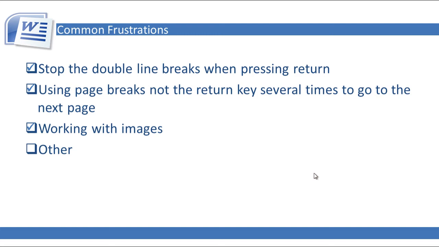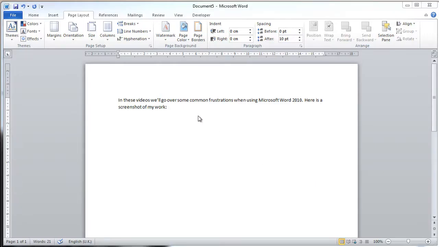In this video, I'm going to go over the common frustrations of working with images in Microsoft Word 2010. So, I'm in Microsoft Word 2010, I've got an opening paragraph, and what I want to do next is take a screenshot of my work. There are several ways of doing that. If you're not sure what a screenshot is, basically it's a picture of your screen.